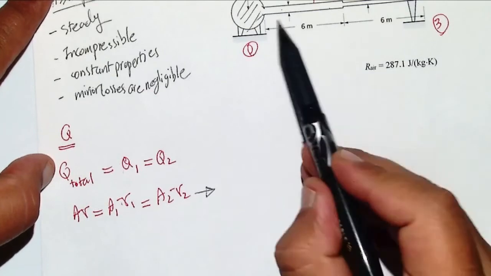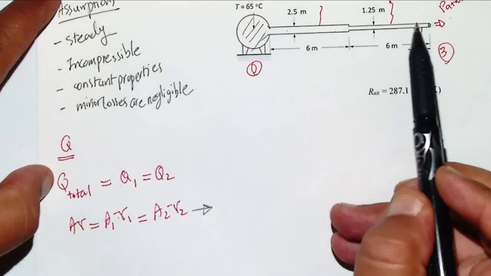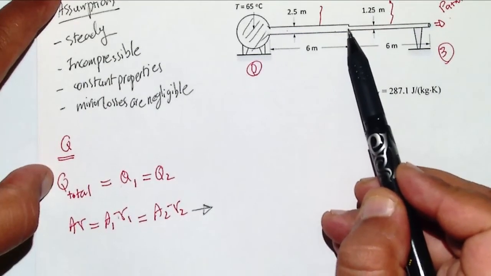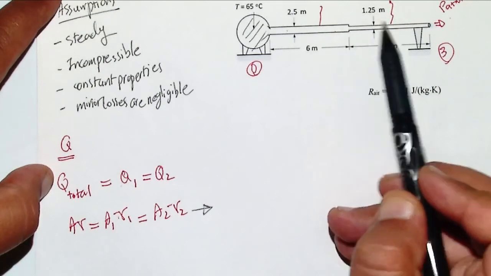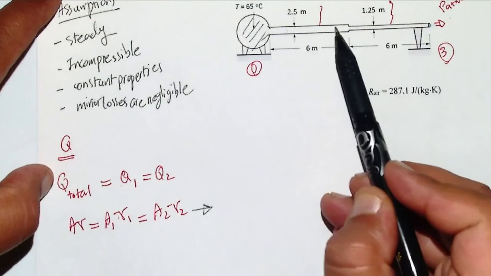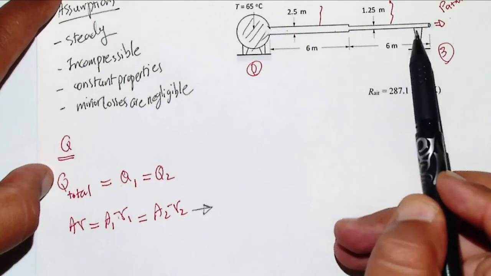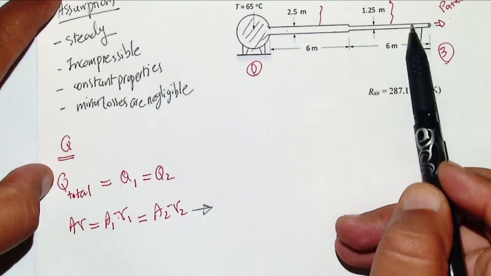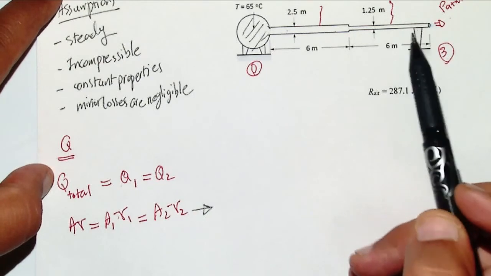If you assume that the control volume is inside the pipes from here to here, with one surface here and the other surface here, then the flow rate that comes in is going to be A2 V2, and the one that goes out from the control volume, if you put the surface here, is going to be A1 V1. So A2 V2 is equal to A1 V1.